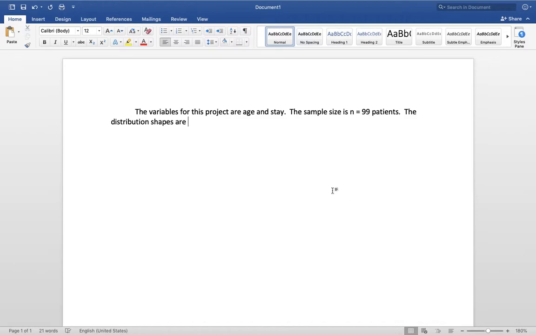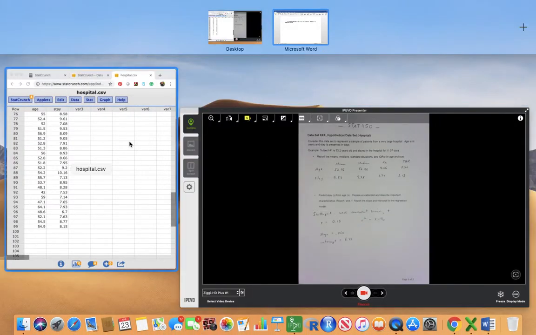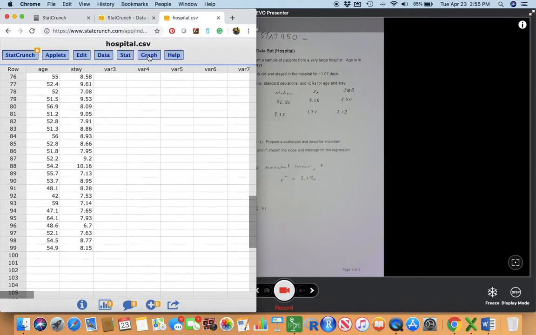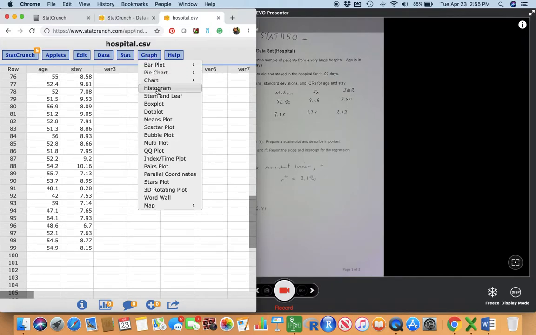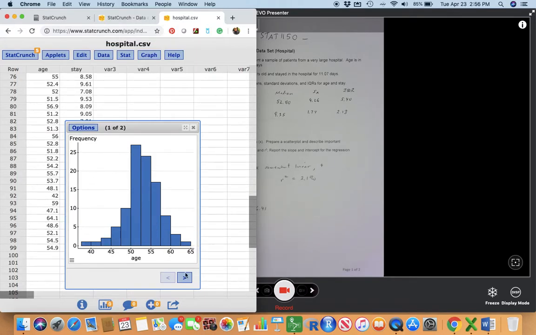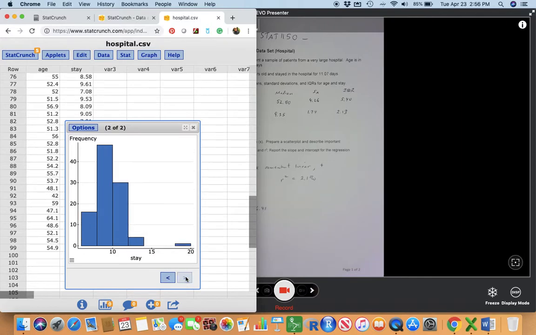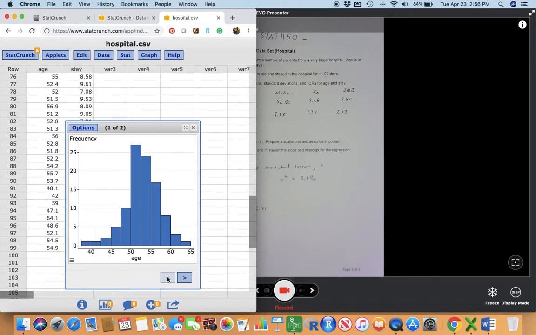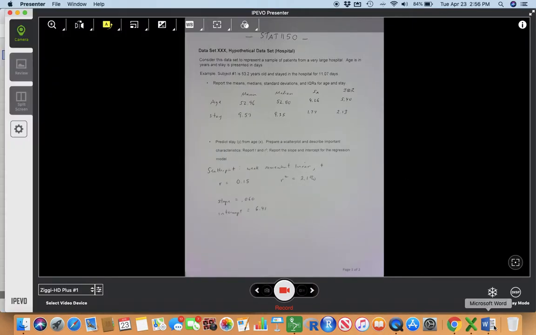Now here you've got to create histograms of both of these and see what they look like. So I'm going to do a histogram of both of these because I can. Alright, so that's bell-shaped and symmetric, and that is also bell-shaped and symmetric. If you called that positively skewed, I'd let you get away with it. So this is stay and this is age. Well, let's call that positively skewed because that's probably more what it is. So I'm just going to say that.